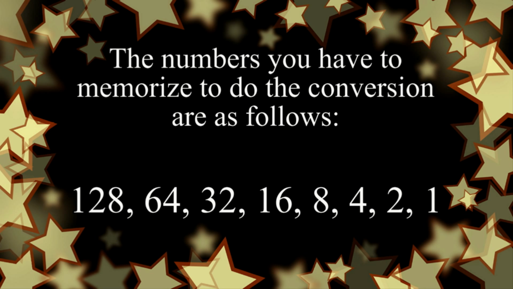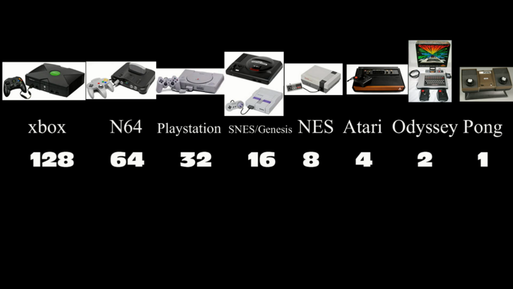The numbers you have to memorize to do the conversion are as follows: 128, 64, 32, 16, 8, 4, 2, and 1. And so the way I associated these was for 128, I thought of the original Xbox, because we were told that that was a 128-bit console. For 64, I thought of the Nintendo 64. 32 for PlayStation. 16 was the Super Nintendo and Genesis. 8, the original Nintendo. Now the last three are kind of made up.